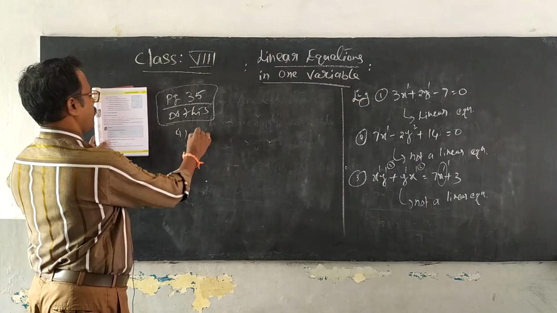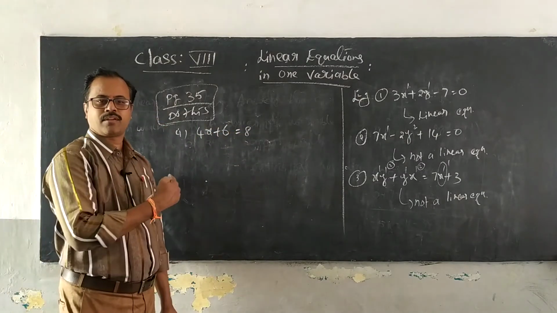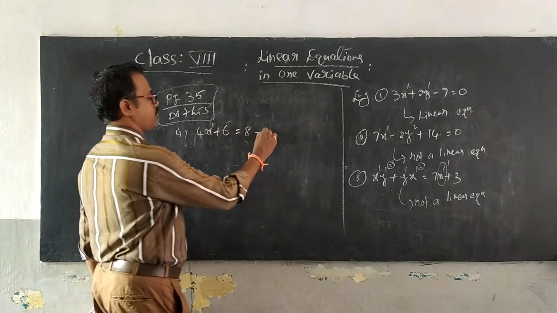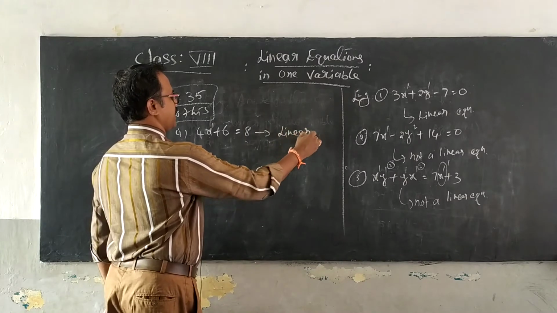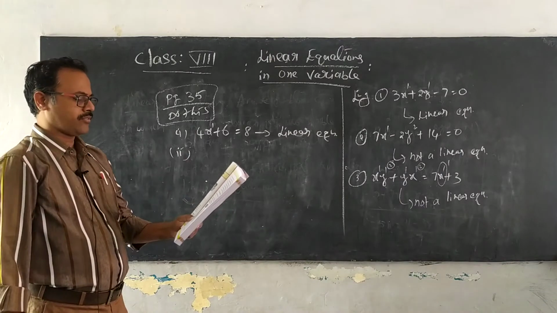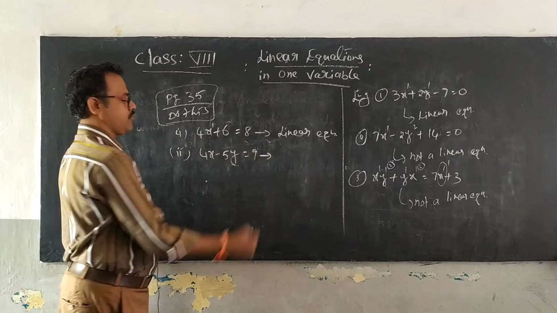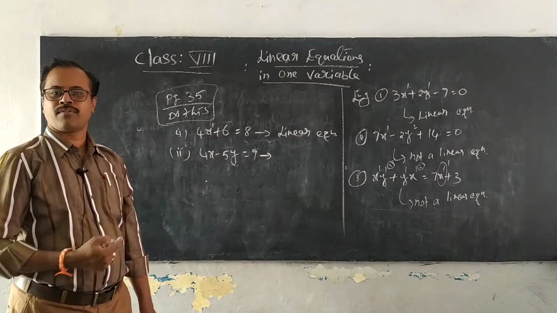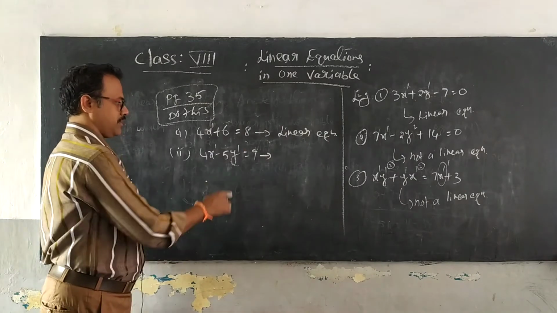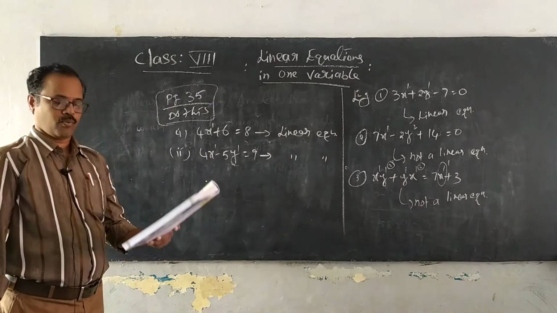Coming to the first question, 4x plus 6 is equal to 8. Is it a linear equation? Yes, very good. The x power is 1, so you can call this one a linear equation. Coming to the second question: 4x minus 5y is equal to 9. Can you tell me what is the power of the variables? Very good. X power is 1 and y power is 1. Both have highest power 1, so it is a linear equation.